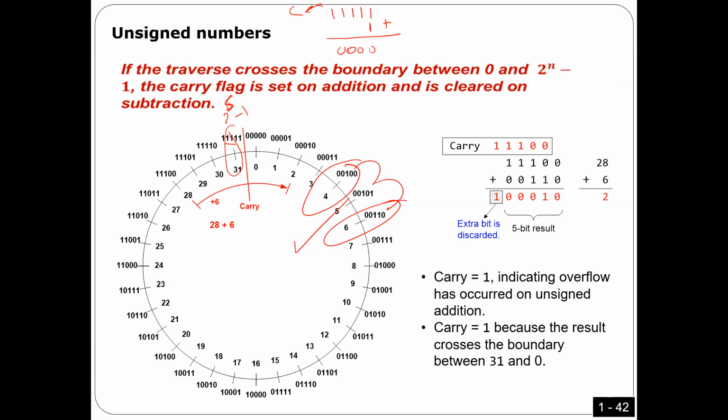So if I start from 28 and add 6, you are going to get 2. When you go home and do the calculation, you will get 2. Why? Because there is a 1 in the carry. We didn't take it into account, so you got 2 because it rolls over, right?